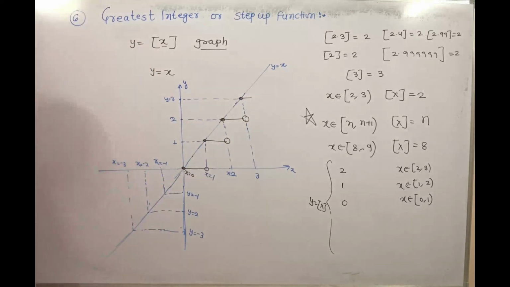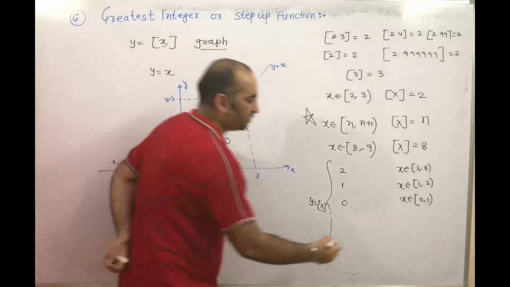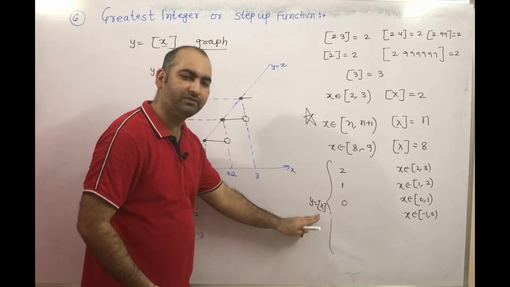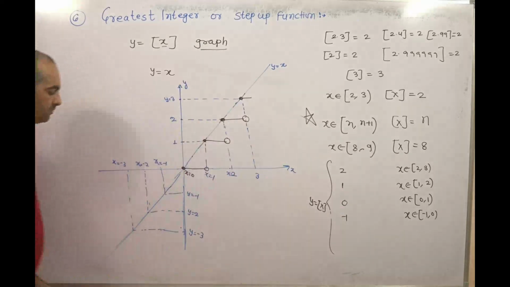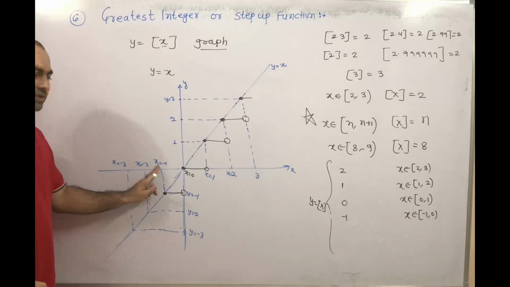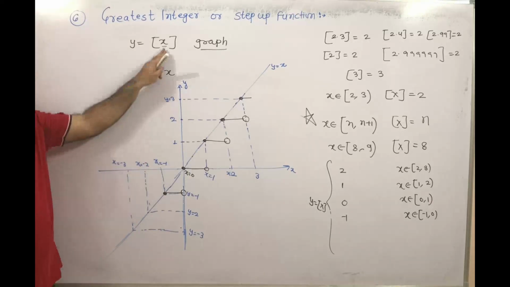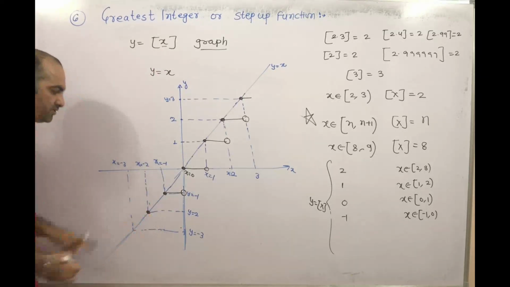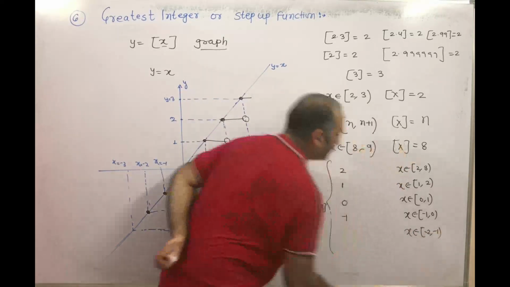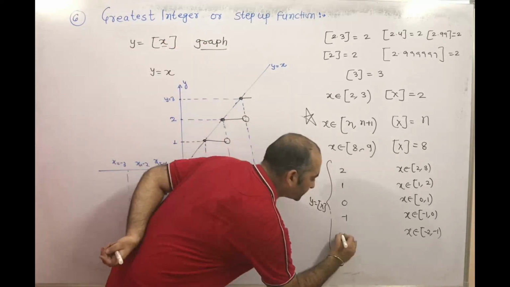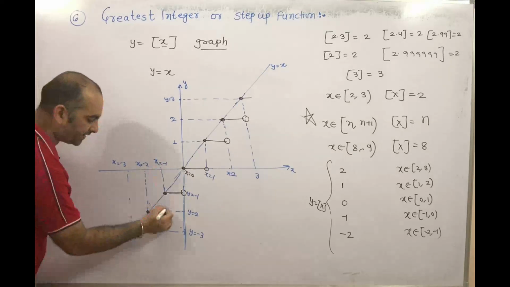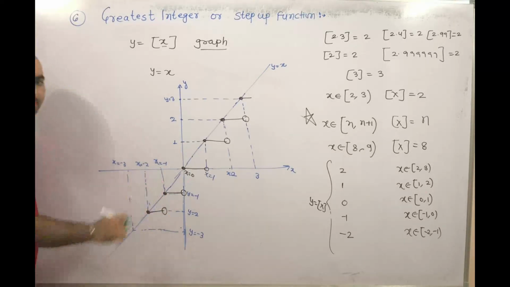Correct? Similarly, minus 1 to 0. x belongs to the closed interval minus 1 to 0. So greatest integer of x will be minus 1. This is not included. Minus 2 to minus 1. If I put x equal to minus 2, greatest integer of minus 2 is minus 2. And for x belongs to minus 2 to minus 1, by using this property we can say minus 2, till minus 1. At x equal to minus 1, it will jump and reach minus 1.